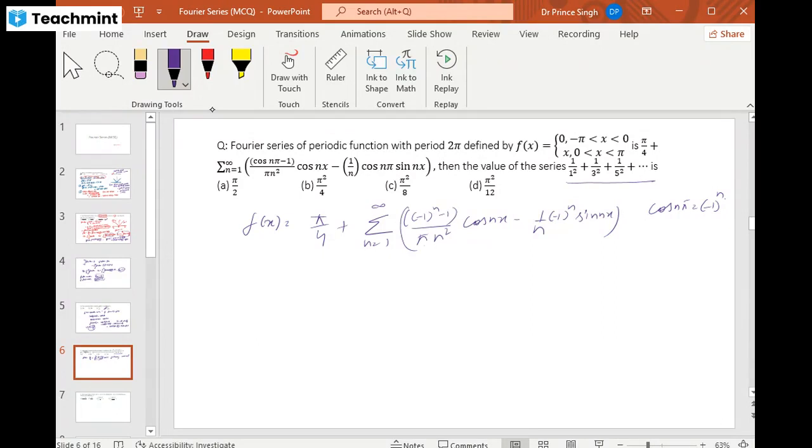So I am interested to find out the value of this infinite series, right? So here you can see we have only odd power square, 1 square, 3 square, 5 square. So even power terms are missing here. So what I need to do, I need to put some value of x so that I can remove this cosine and sine function from here so that we are left with only the constant term, right?